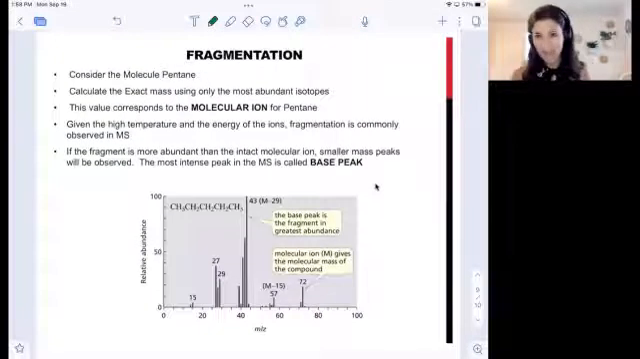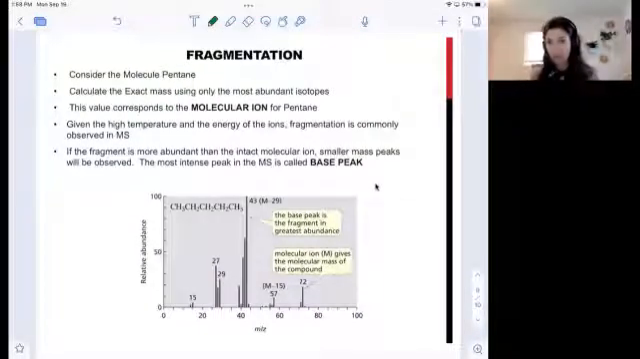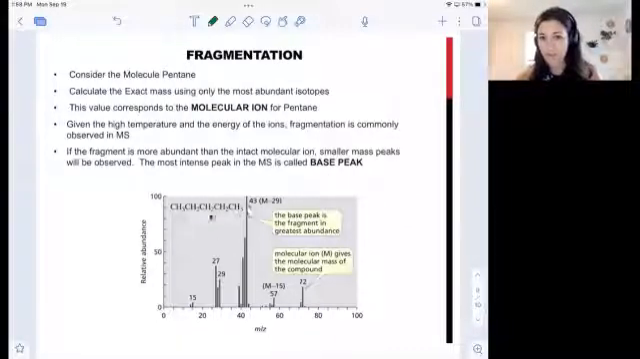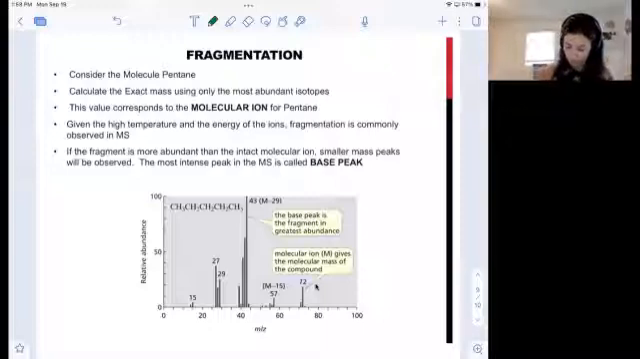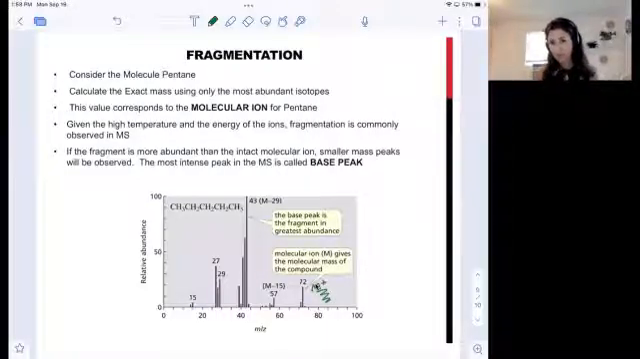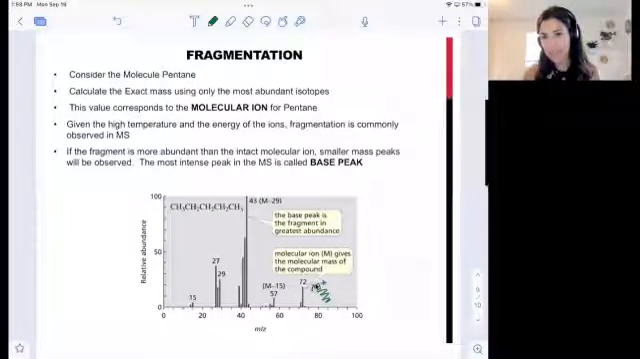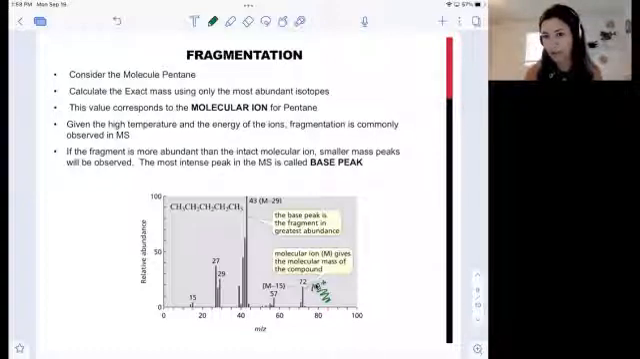Let's revisit the idea of fragmentation just briefly to prepare you for looking at real data. This is another spectrum for the molecule pentane. If you tally up the mass of pentane using the most abundant isotope, C12 and H1 at each position, you'll obtain a mass of 72. So we do in fact observe the M plus. What this particular spectrum shows us though, is that the M plus may not be the only peak and it may not be the tallest peak.